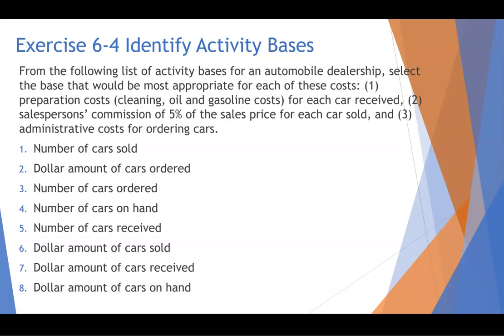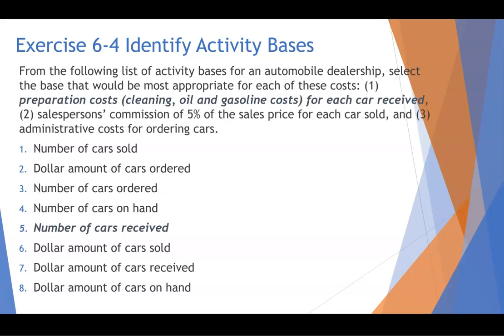Here again, as we deal with activity bases, from the following list of activity bases for an automobile dealership, select the base that would be most appropriate for each of these costs. The preparation cost for each car received, the salesperson commission, the administrative costs for ordering cars. So as you see here, we've got number of cars sold.